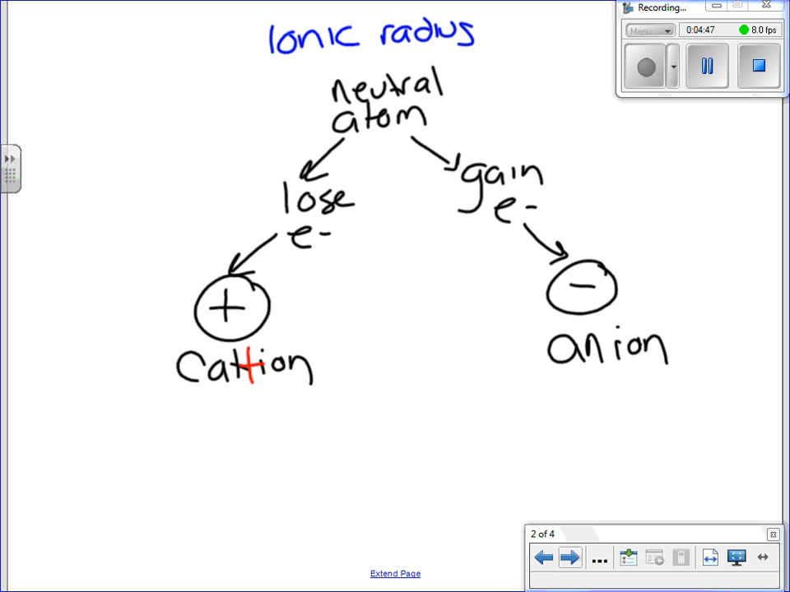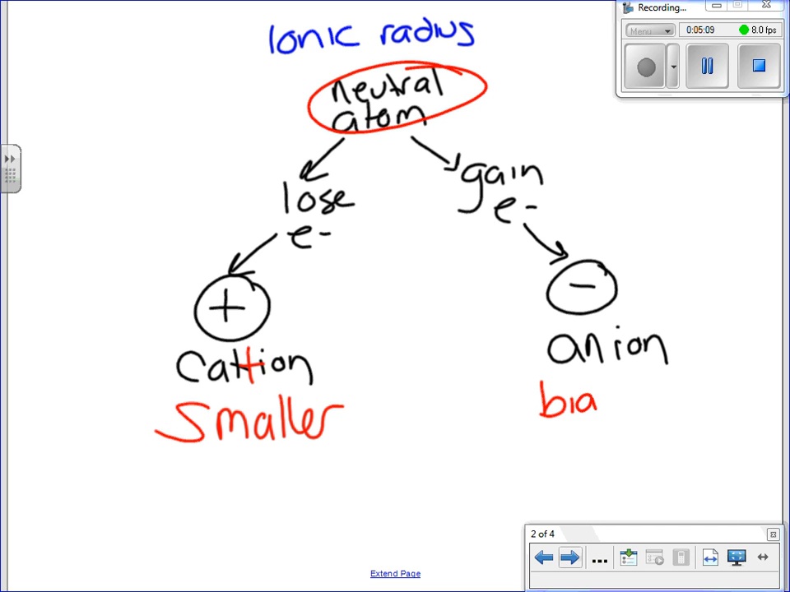Now, compare to the parent atom. The parent atom is this neutral atom up here. If you lose an electron, you get smaller. With fewer electrons around the nucleus, they can pull in tighter and become smaller. Anions gain electrons. More electrons at the table, you need a bigger table. Anions actually get bigger. Remember, electrons are all negative and they repel each other. Finally, who forms cations? Metals. You can look at their oxidation states. If it's a positive oxidation state, it's a cation.